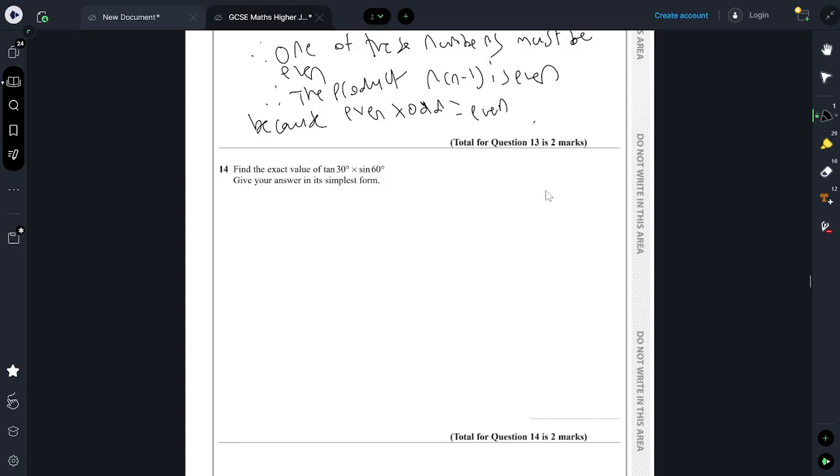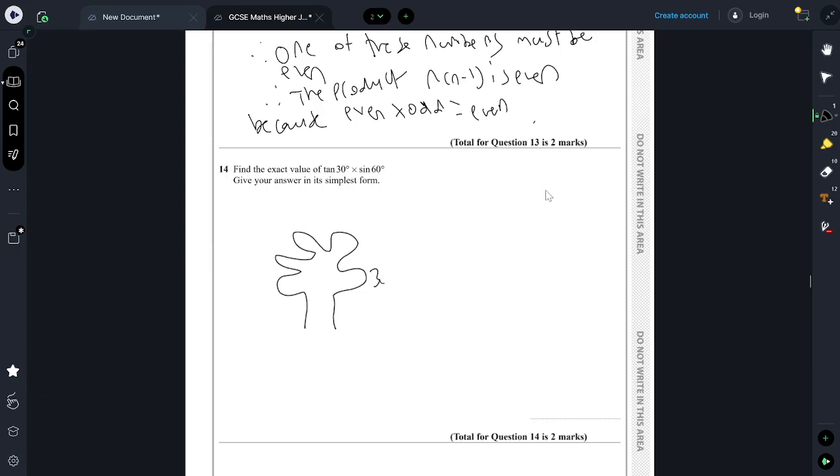Okay, so question 14. Exact values. I did talk about this yesterday. I did a little tutorial video on it. So, remembering exact values, I like to draw a hand, a really bad hand.